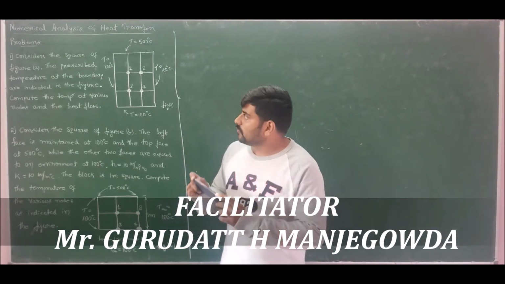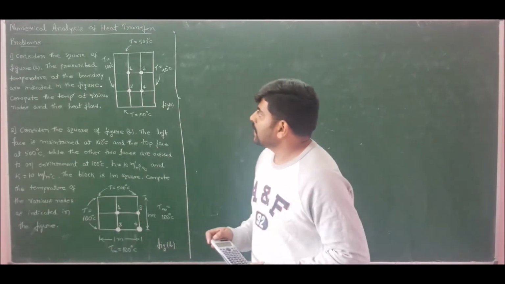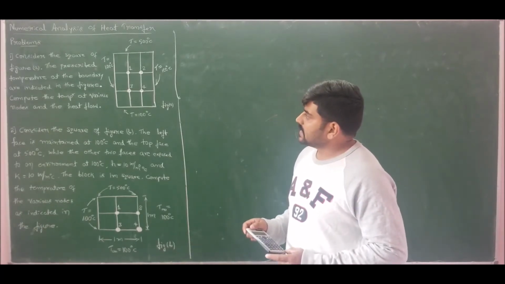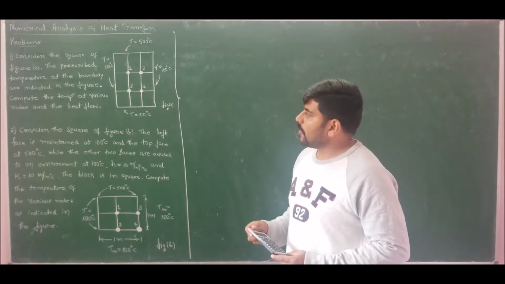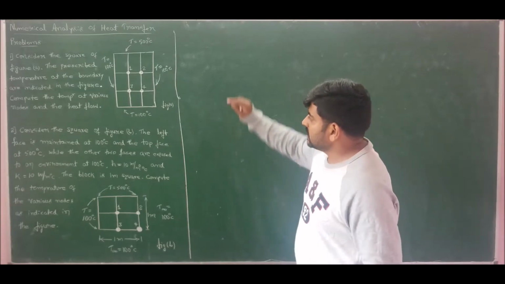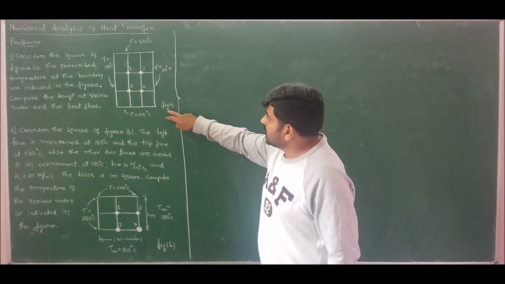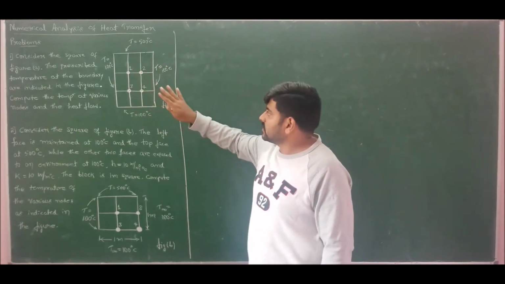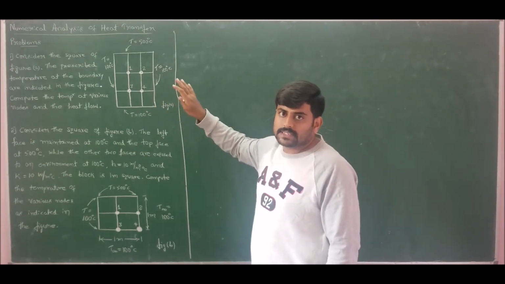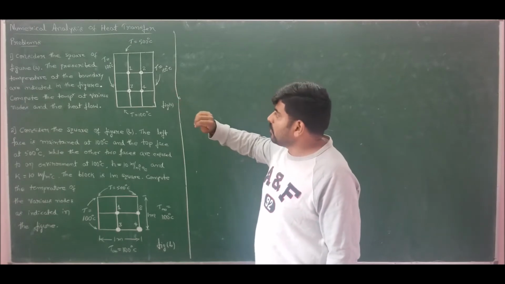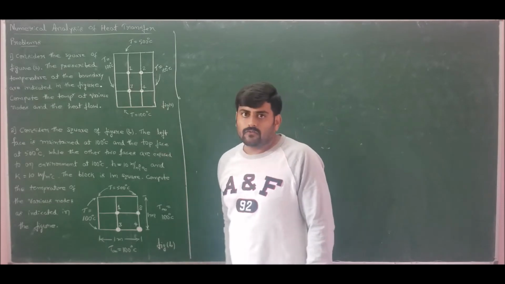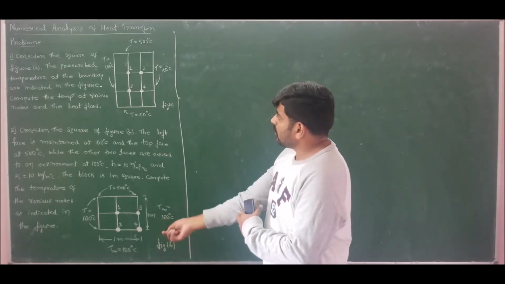Problem number 1 of our discussion states: consider the square of figure A. The prescribed temperatures at the boundary are indicated in the figure. Compute the temperature at various nodes and the heat flow. So he has given figure A for us, with the prescribed temperature boundary conditions, and it is a square for which delta x is equal to delta y. Now I want to determine the temperature at node points 1, 2, 3 and 4. Let us solve this problem.